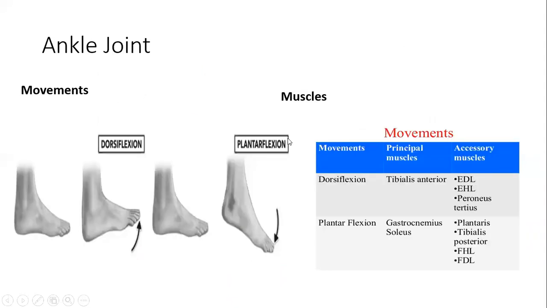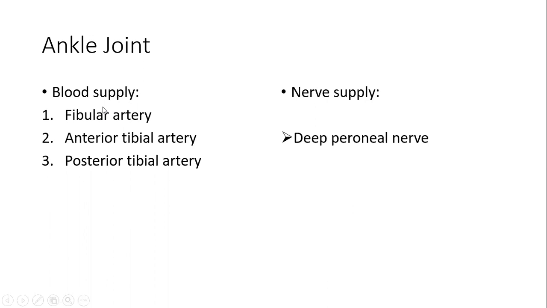Moving on to the movements, very simple. Dorsiflexion, plantar flexion, and muscles of the anterior compartment of the leg provide dorsiflexion, and plantar flexion is carried out by the muscles of the lateral and posterior compartments of the leg. It is that much simple. Blood supply is received by the malleolar branches from the fibular artery, anterior tibial artery, posterior tibial artery, and nerve supply is provided by the deep peroneal nerve.